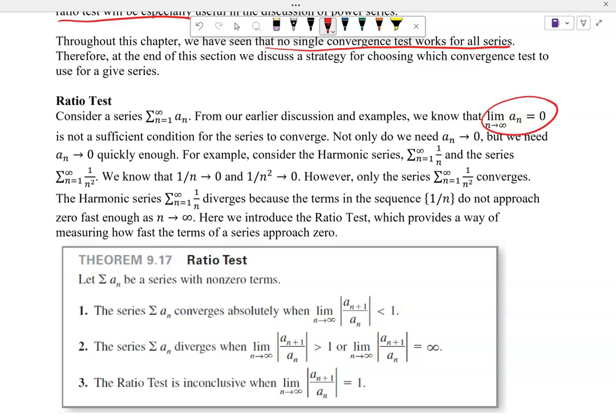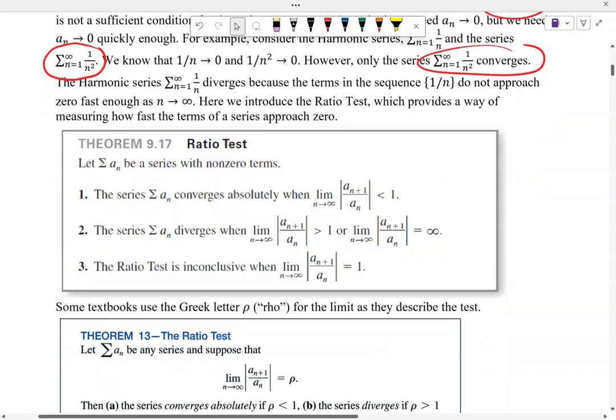it does that. So if you think about the harmonic series, 1 over n goes to zero, and also the p series 1 over n squared. Both of those go to zero, but by the p series, the 1 over n diverges, but by p series, the 1 over n squared actually converges, right? So this ratio test will provide us a way to measure how fast the terms of a series approach zero. So it can be useful for that. So that's just kind of the intro.